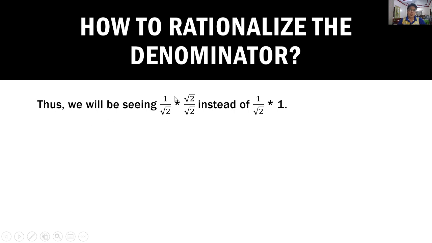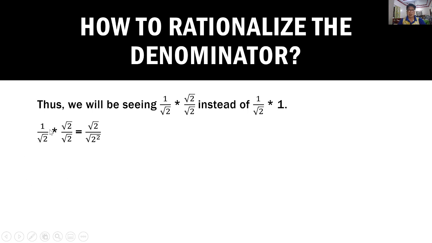Thus, we will be seeing 1 over square root of 2 times square root of 2 over square root of 2, instead of 1 over square root of 2 times 1. So this is what you will see instead, but still, the value remains. The value of this is still 1. Okay?